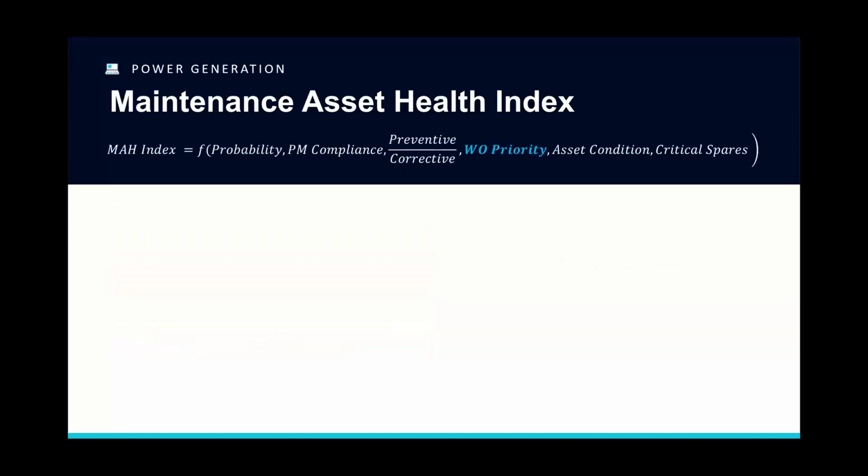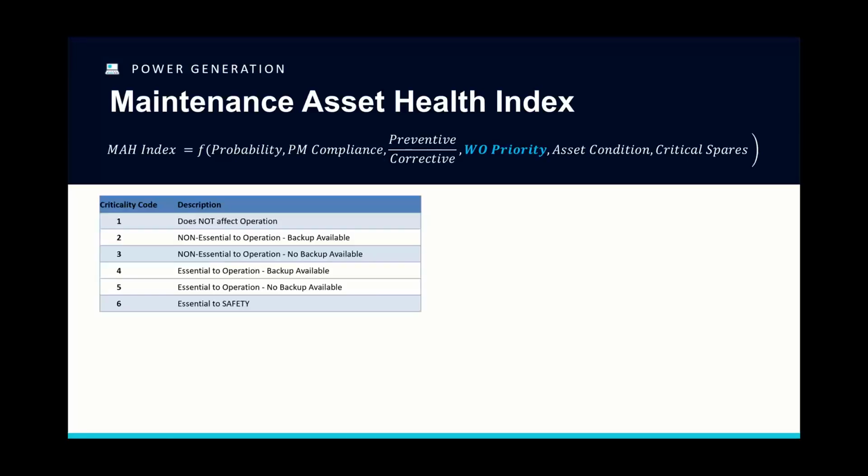The next one talks about work order priority. Now, let me explain how we're dealing with priority at the work order level. Instead of having somebody decide what the priority on the work order is, we decided to create an algorithm, a very simple one that takes into account the asset I'm going to work with, and then looks at the criticality of that asset.